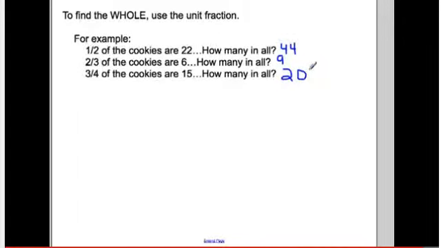Okay. And that's how we use the unit fraction to figure out the whole amount.